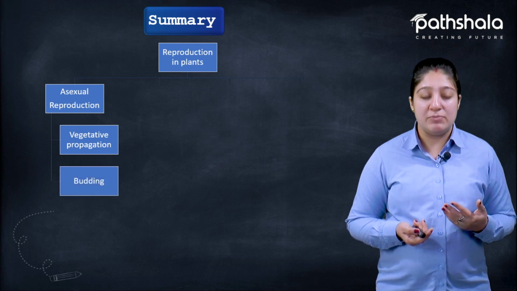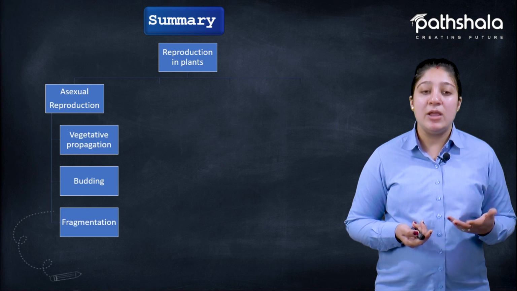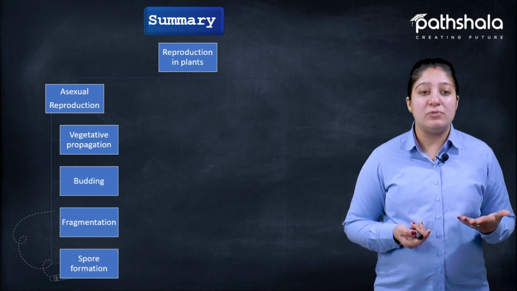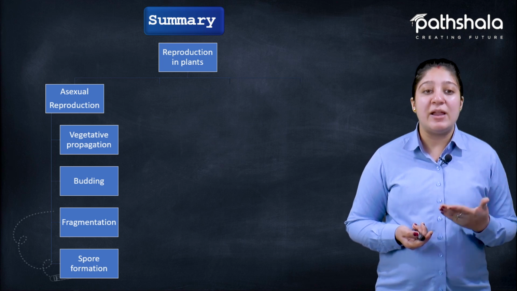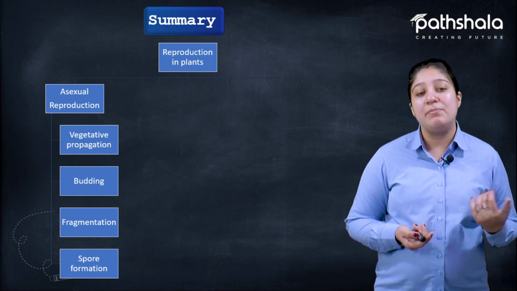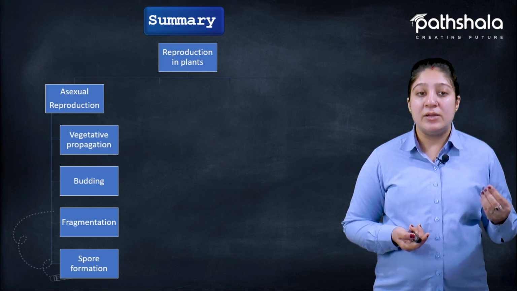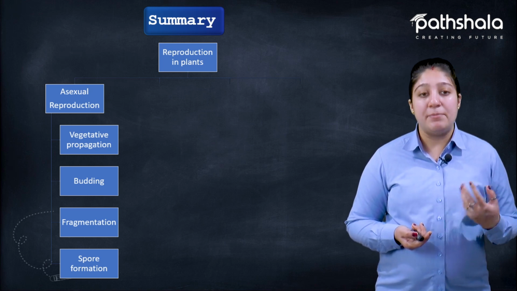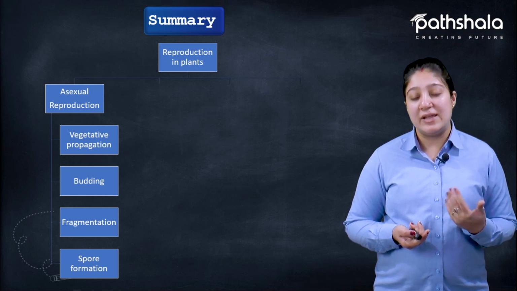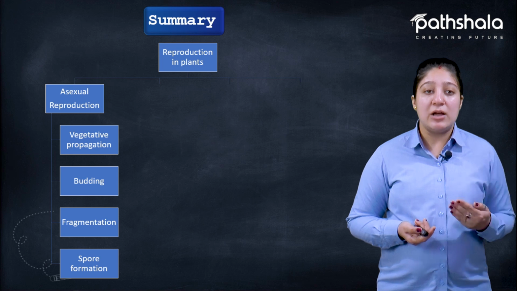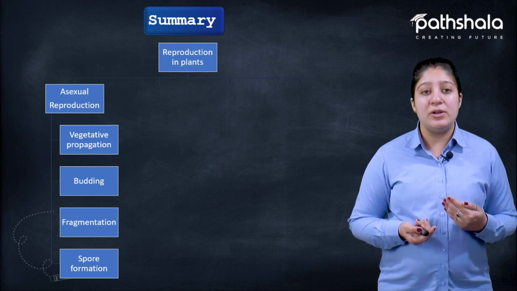First one is vegetative propagation, second one is budding, third one is fragmentation, and fourth one is spore formation. Vegetative propagation, budding and fragmentation are done by the vegetative parts itself, where the parts are like roots, stem, buds, etc. And in spore formation also we have seen the spores. So that is how asexual reproduction is divided into different types.